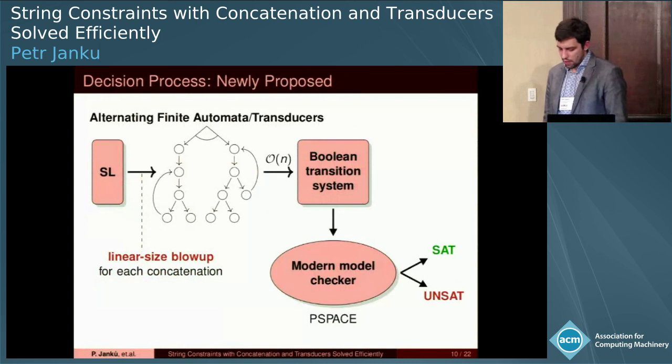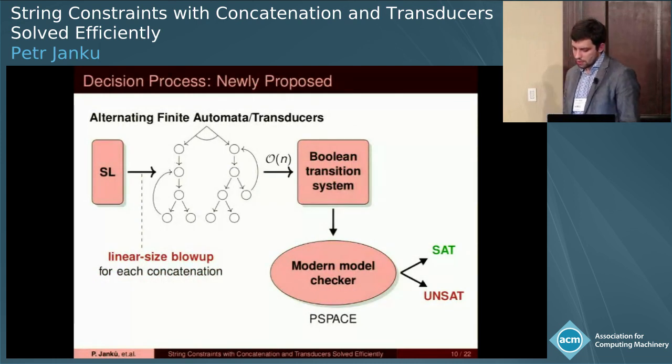The contribution of our work is that we are able to solve the satisfiability problem of the formula efficiently. First, we transform the formula to one alternating transducer where each operation has a linear size blow up. Then we transform the transducers to a Boolean transition system with linear complexity, and then we use some model checker such as IC3 or PDR. All transformation operations will be explained later.